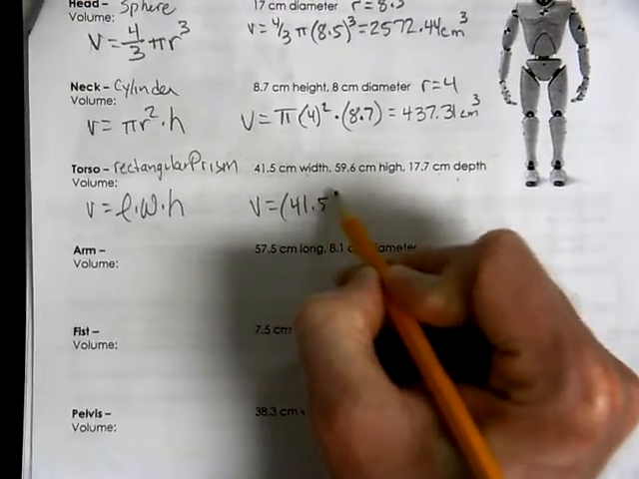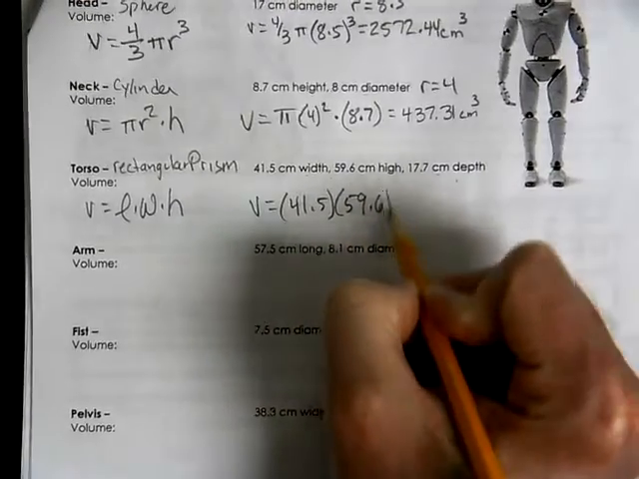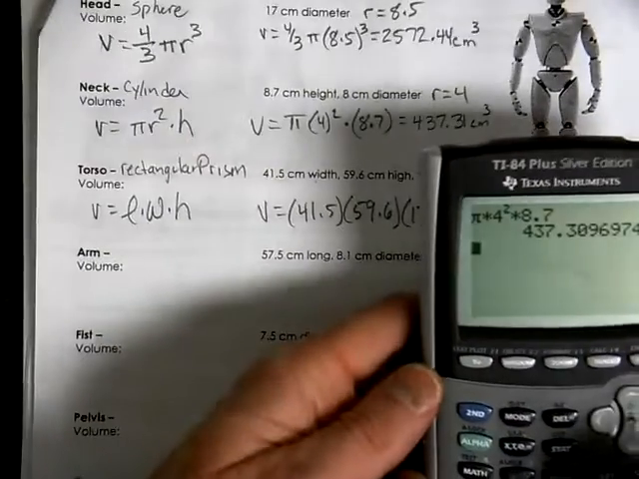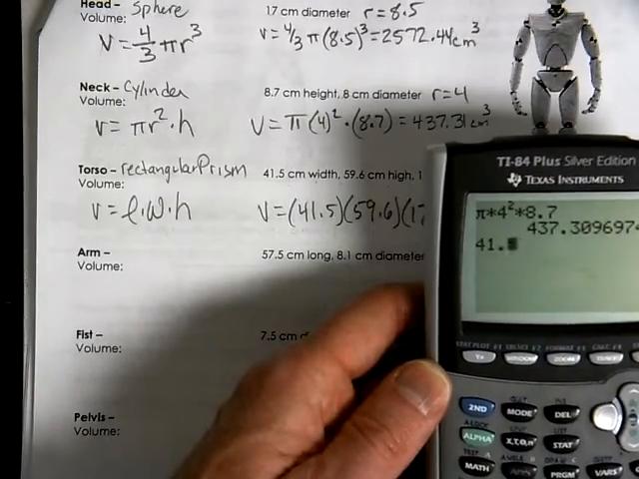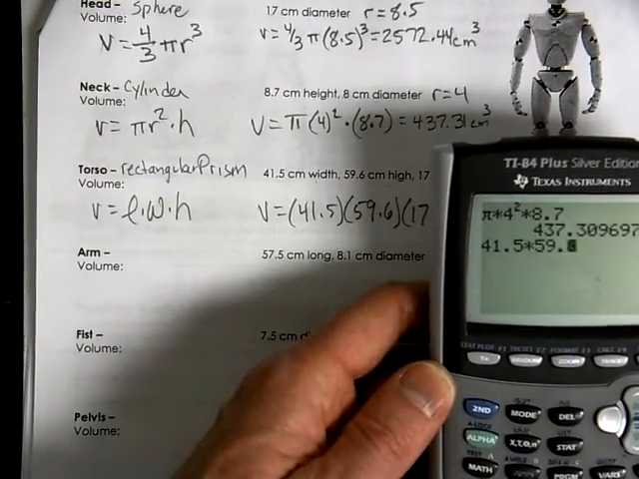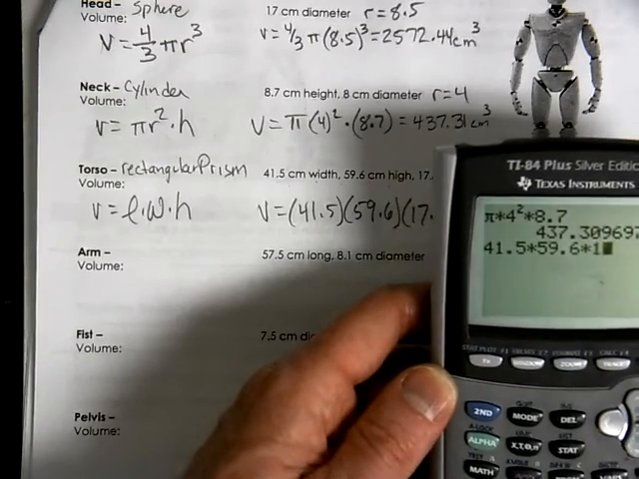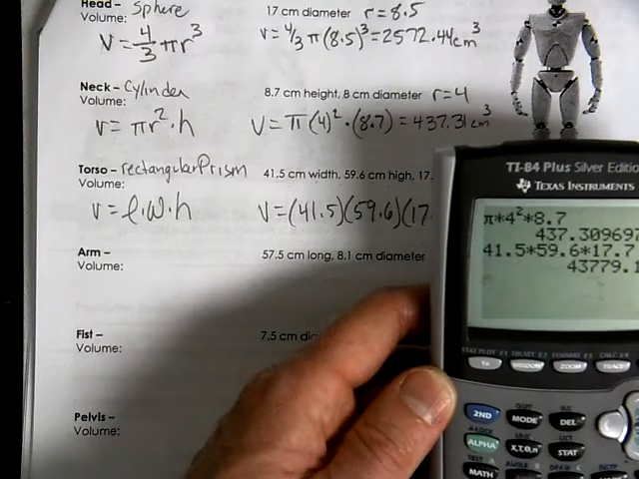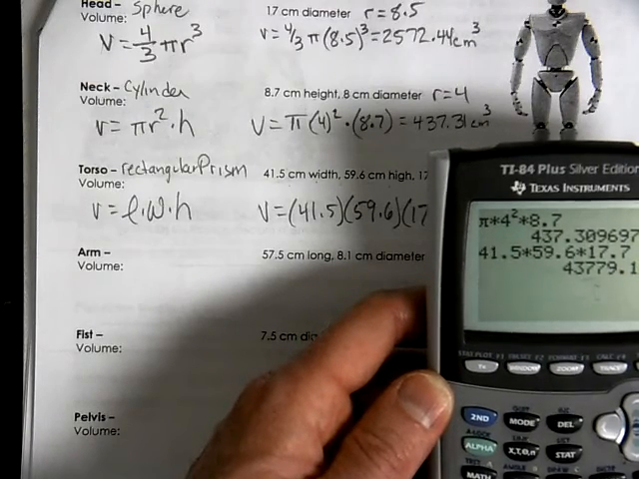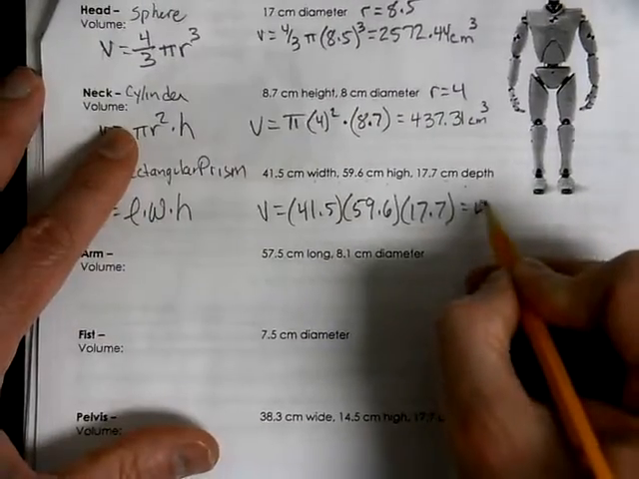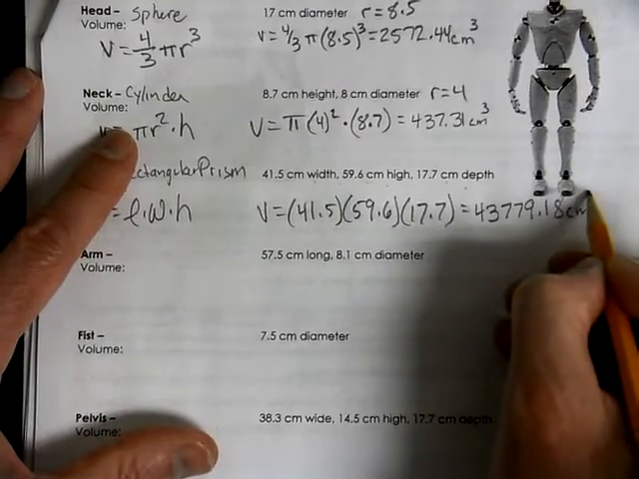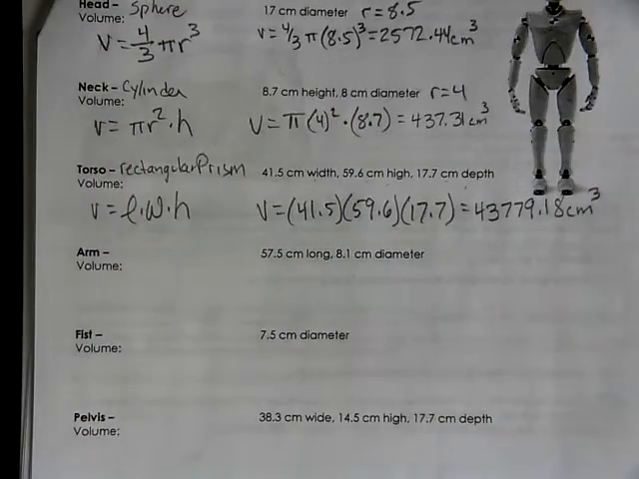So 41.5, 59.6, and 17.7. And that gives us 43,779. And those are still cubic centimeters.